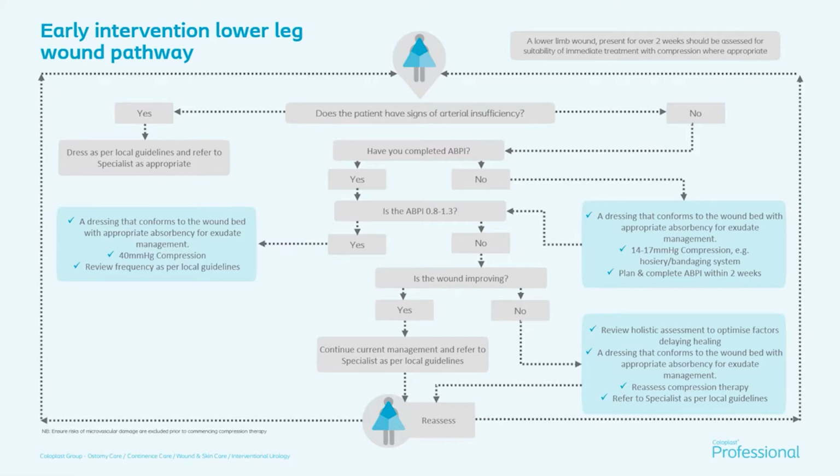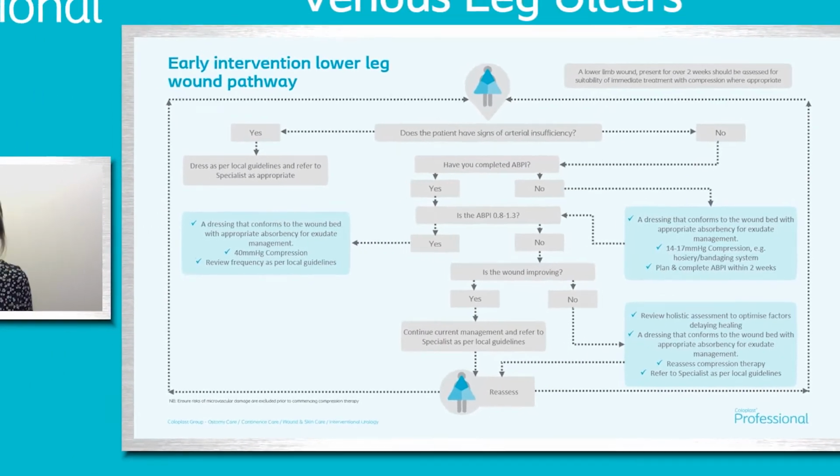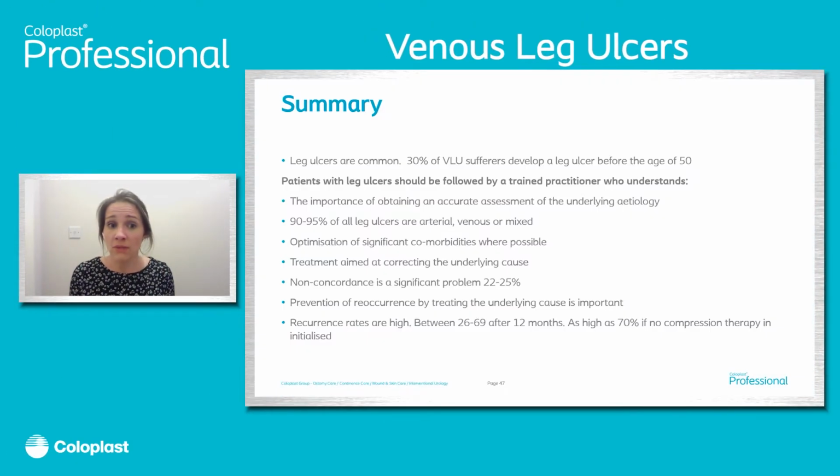If it's not, we need to go back to the very beginning and reassess and reevaluate our patient and really get to the bottom of the delay of the healing and think about what we can do to overcome those challenges. We might need to reassess for compression hosiery or compression therapy overall. This is where we may need that specialist referral to come in if we're not getting on top of this wound ourselves.